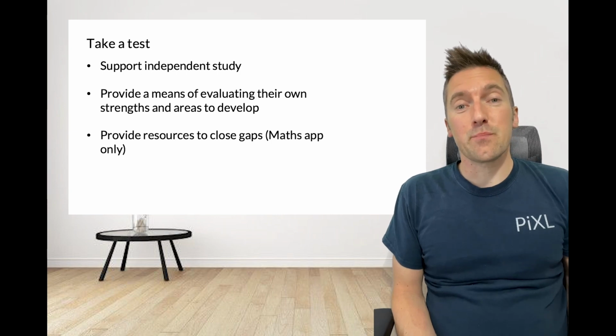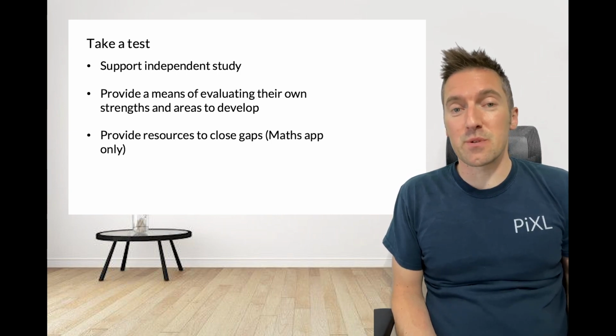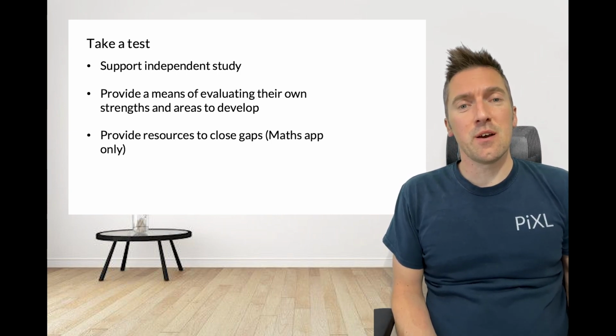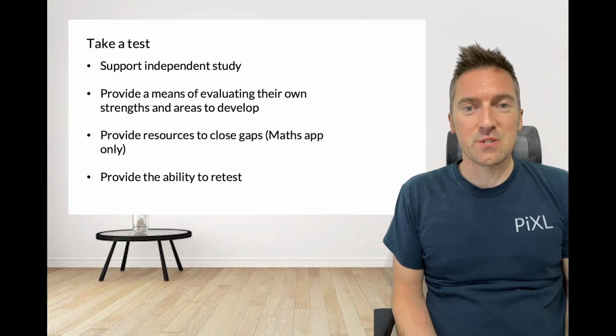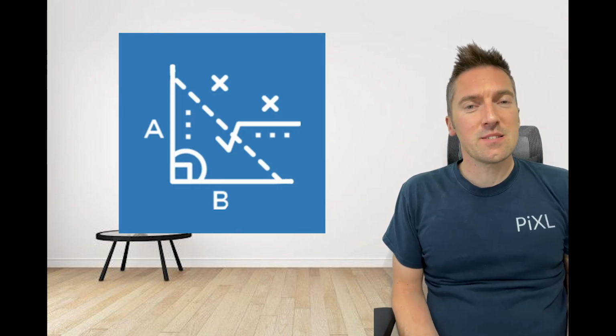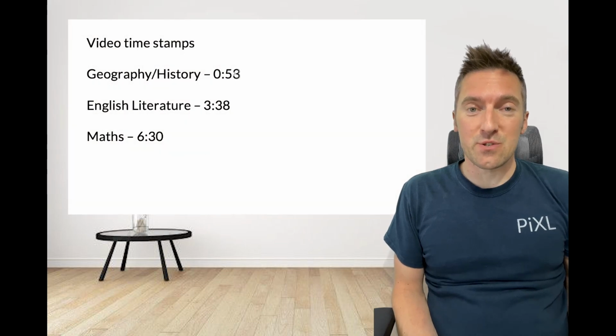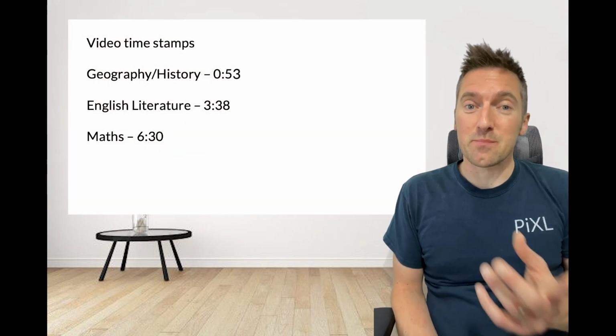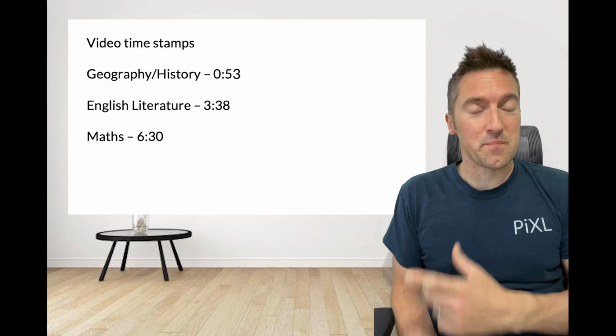With our Maths app, we then have a range of resources to help with closing the gaps in a student's knowledge, but all are capable of reassessing students to check on the impact of any intervention. We currently have 4 subject apps: Geography, History, English Literature and Maths. Let's take a look at each one individually. If you want to skip to the relevant app that interests you the most, here are the timestamps that will help you to navigate the video.